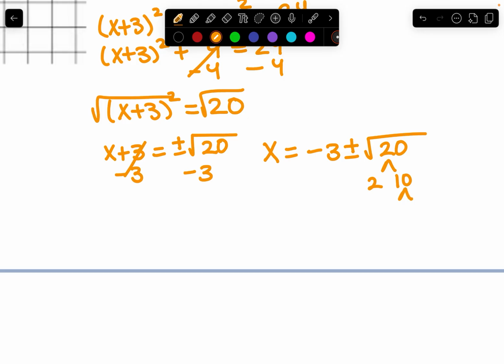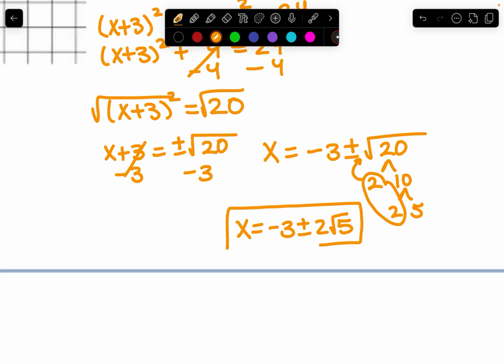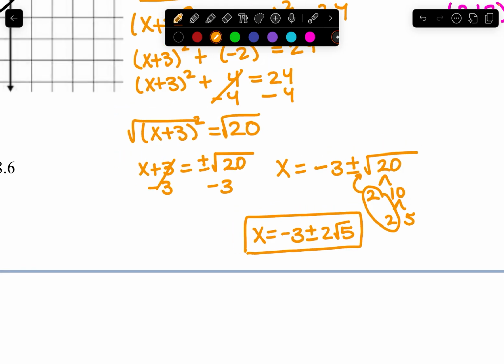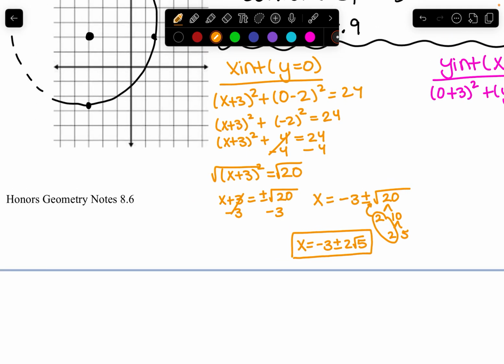20 is 2 and 10, 2 and 5. So this number goes on the outside. So my final answer will be -3 plus or minus 2 root 5. And those are my two different x-intercepts. Remember that one is the plus and one is the minus, which is crazy, okay?